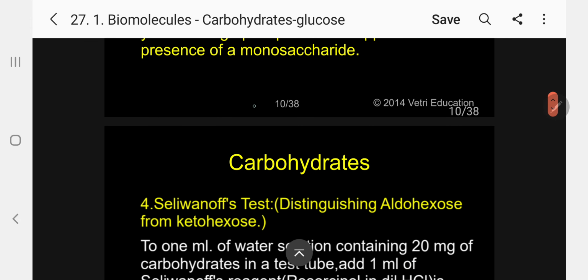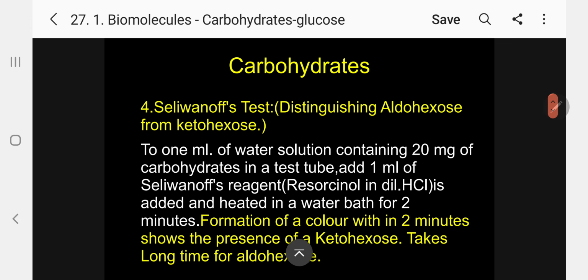Next one, fourth test, the name is Selivanoff test. This test is used to differentiate aldoses from ketoses. Ketoses from aldoses. What is the meaning of that? One contains an aldehyde group, another contains a keto group, but they are 6-member ring. So the test is Selivanoff test.